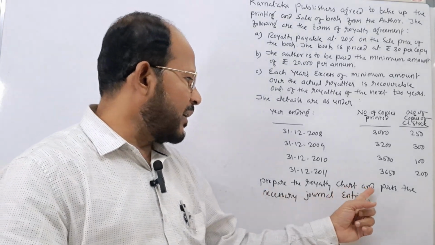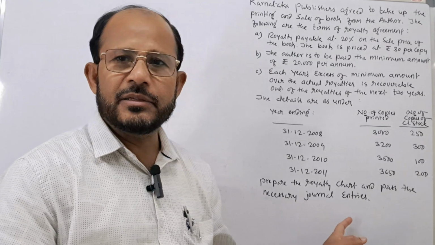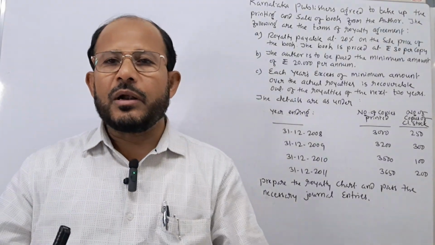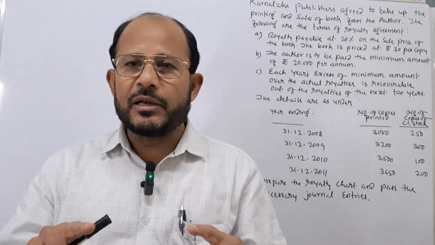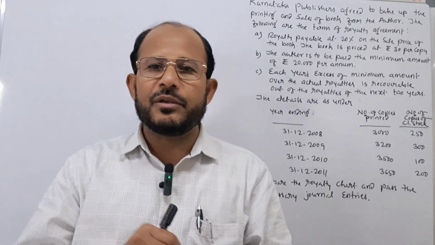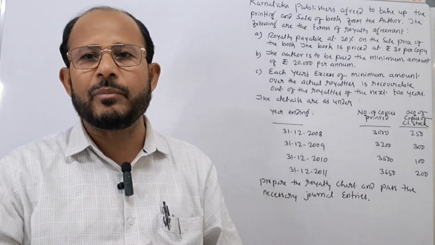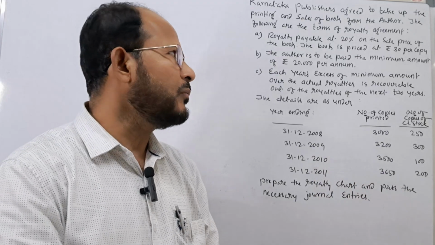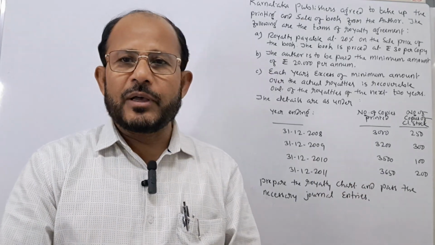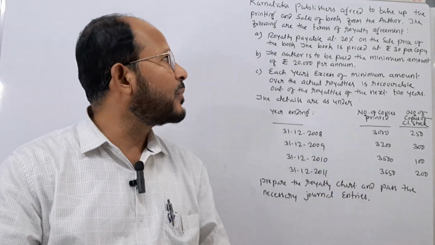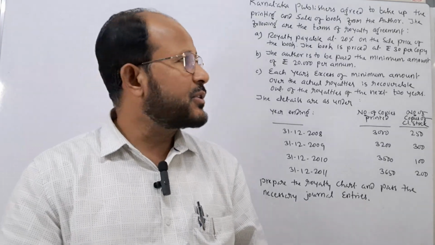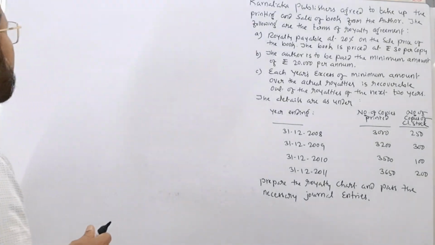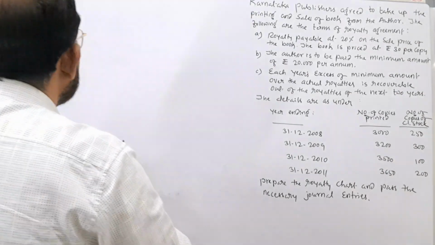Prepare the royalty chart and pass the necessary journal entries. Here you are asked to prepare the royalty chart, that is, the table showing the calculation of royalty payable to whom? To the author. And also we have to pass journal entries as well. Okay, let us start the preparation of the royalty chart.